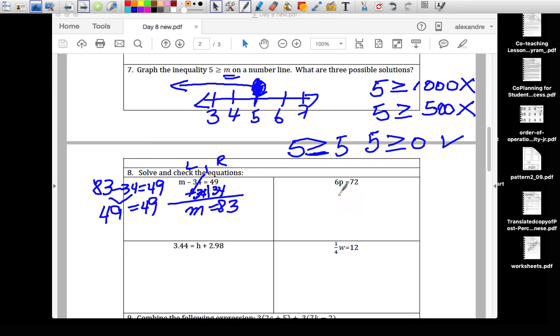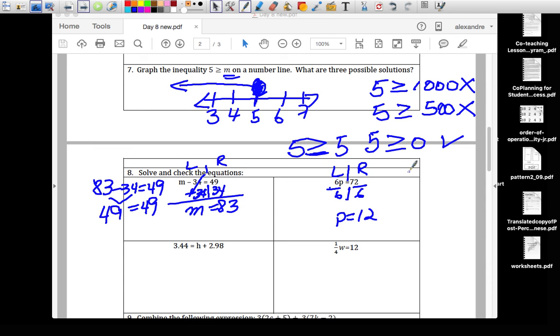Here, 6p equals 72. The 6 is being multiplied to the variable p. So the inverse of multiplication is division. So let me make my line here, left and right. The opposite of multiplication is division. And I'm going to divide both sides by 6. 6 divided by 6 is 1, and I get 1p, or just simply p. On the other side, 72 divided by 6 is 12.